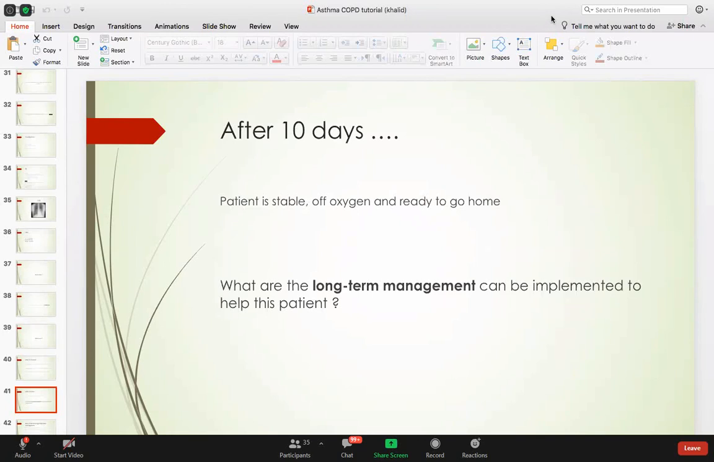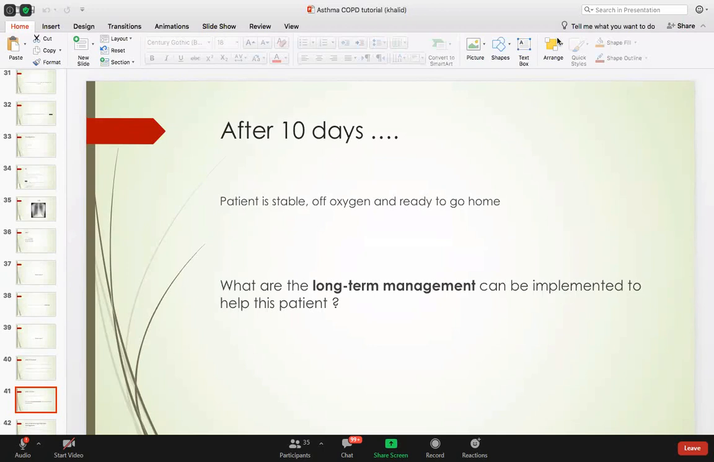Okay. After 10 days, the patient is stable, he's off oxygen and ready to go home. What long-term management can be implemented to help this patient? So someone with COPD, what are the long-term managements? Come on, guys, I need your help. We don't want this patient to come back to the emergency with another severe COPD exacerbation. This may actually lead to death.